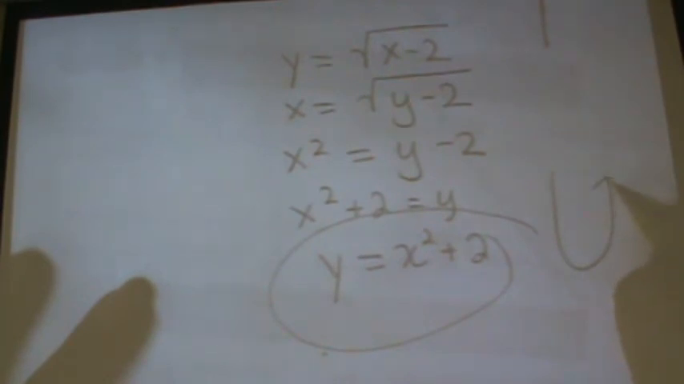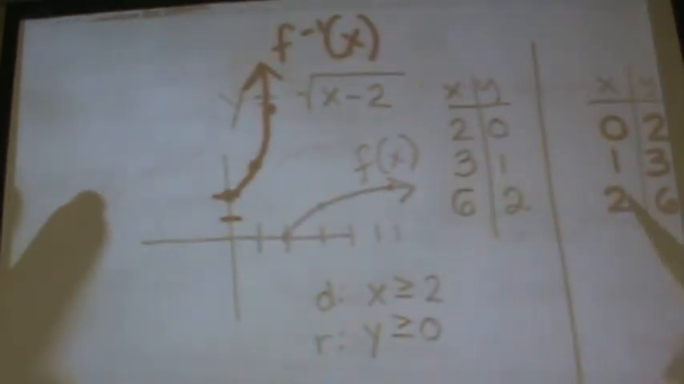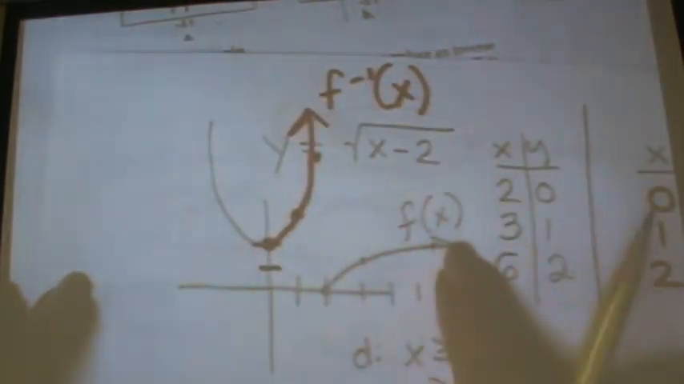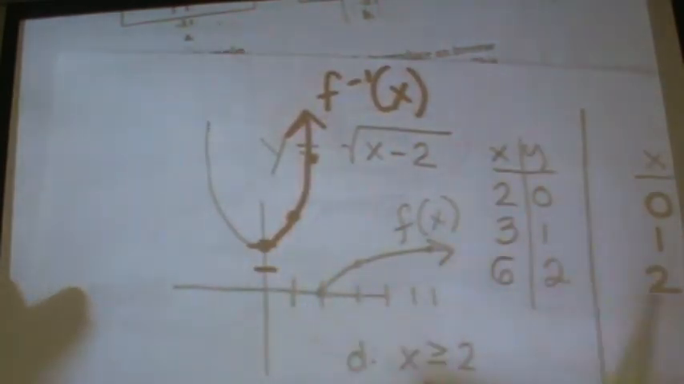But guess what? That's a parabola, isn't it? Yeah, it is. But part of it's extraneous. The other half of this is really the graph of y equals x squared plus 2. But that's not the inverse of this. Only this red part is. So what do I need to do? This is the important part.